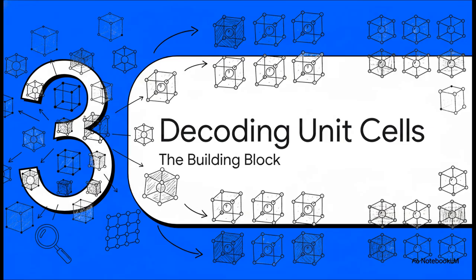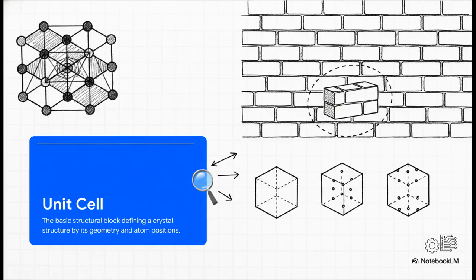Moving on to Section 3, we are decoding the unit cell, the ultimate building block. Since crystalline solids are basically repetitive 3D patterns, it's super helpful to break them down into their smallest repeating chunk. That's the unit cell. It's kind of like a single brick in a massive wall. It is the basic structural unit that defines the entire crystal structure by virtue of its specific geometry and where the atoms are positioned inside it.